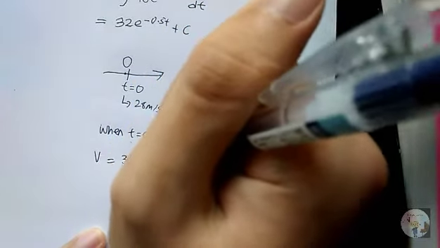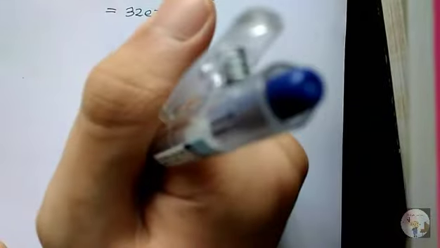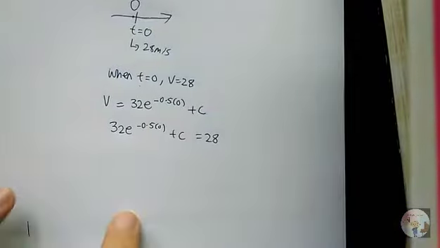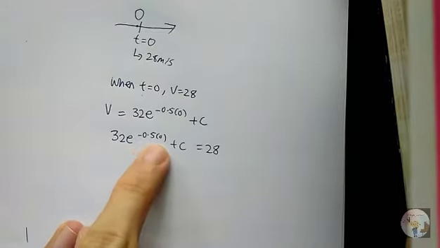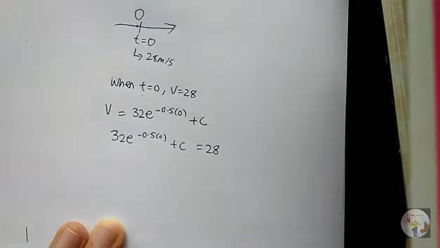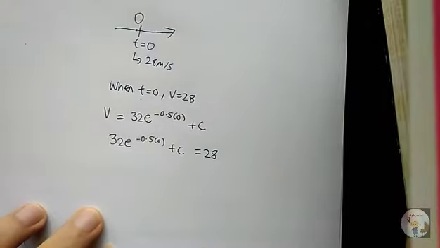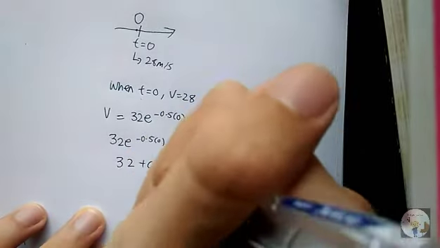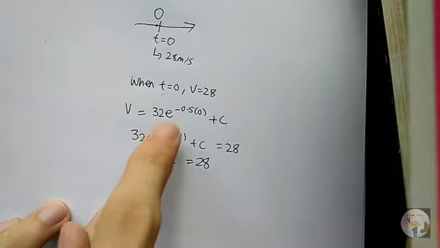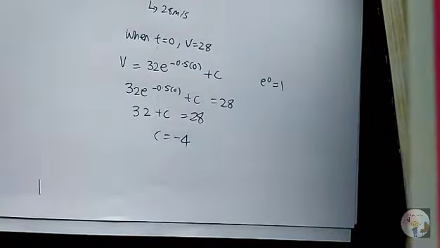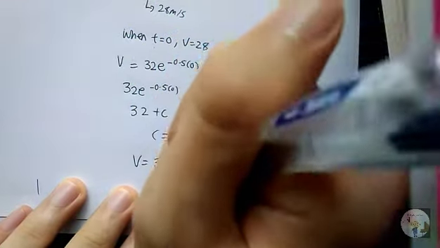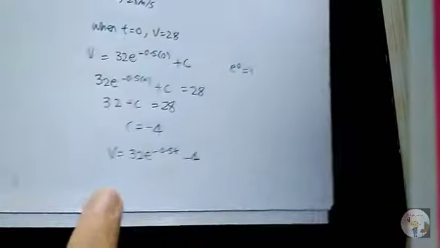32e to the power of 0 plus c equals 28. When the power is 0, e to the power of 0 is 1. So 32 times 1, you get back 32, plus c equals 28. Take note. Now you've got c equals negative 4. Once you have this done, you can substitute into the whole equation, because now you have the complete v equals 32e to the power of negative 0.5t minus 4. So use this to substitute.